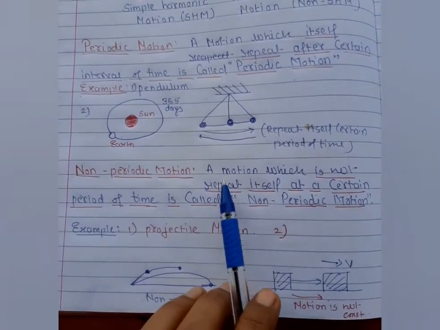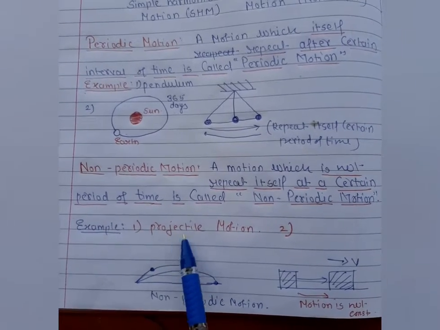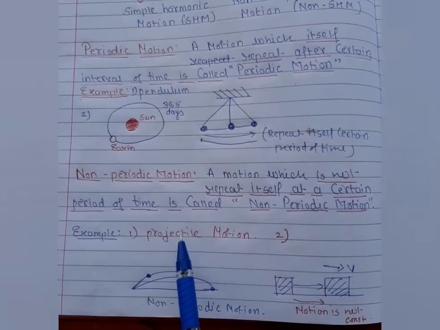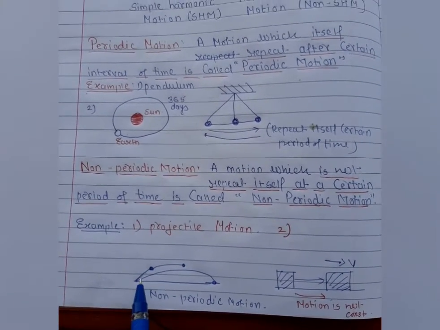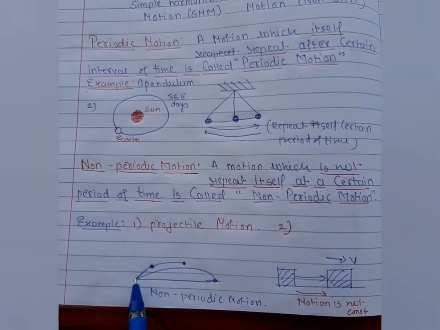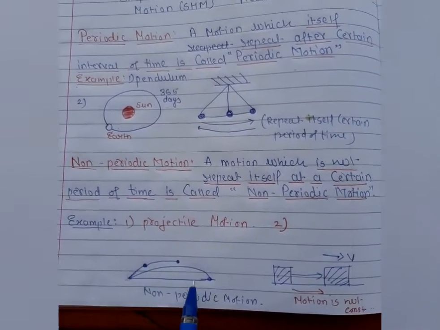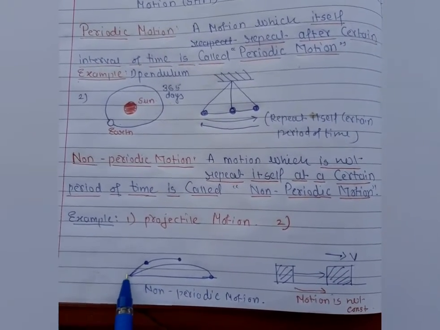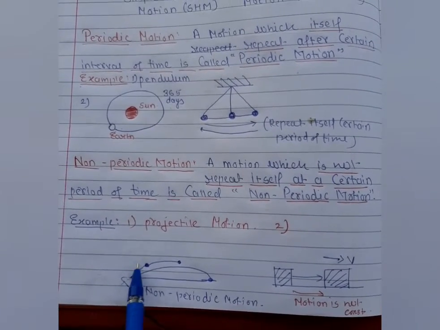Let us understand this concept with the help of an example. So here I consider the first example, that is projectile motion. As you know very well, students, the projectile motion, as you have seen in your childhood, suppose we are taking any object and throwing that object from the surface of the earth. From the surface of the earth you are throwing any object in an upward direction.